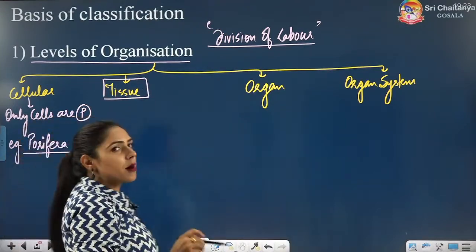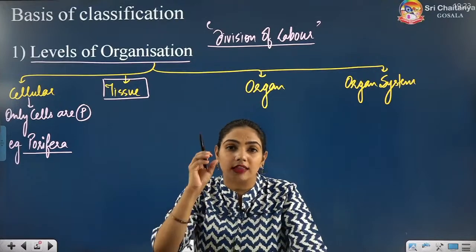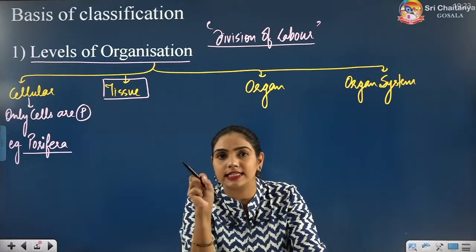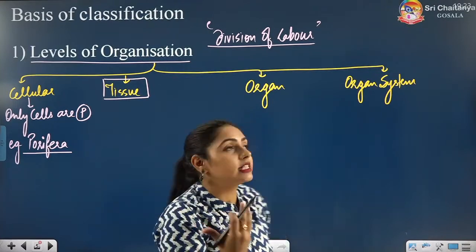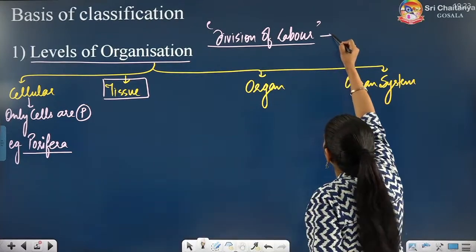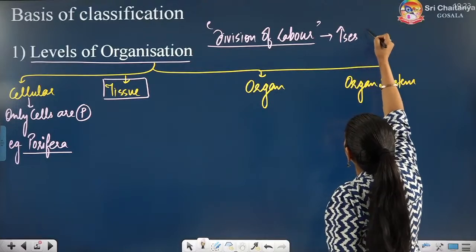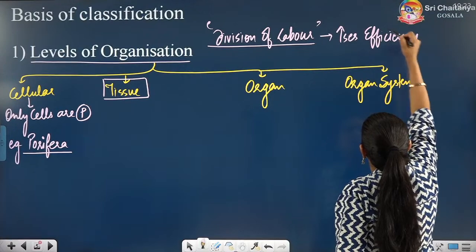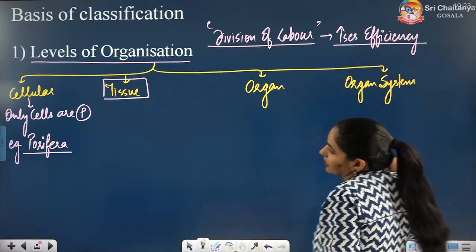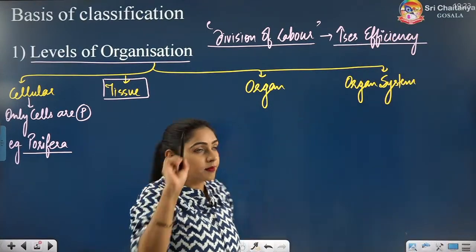When we have seen tissues, one tissue is performing one function. That function is performed by so many cells. So division of labor will increase the efficiency of the organism. Division of labor increases the efficiency, beta. Division of labor is increasing the efficiency of the organism, alright.